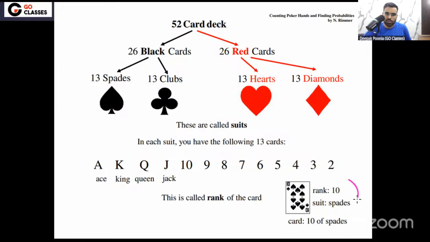So you can see every card has two components. There is a rank, or value, or denomination, and there is the suit. For example, look at this card. This is 10 of spades. Because the value is 10 and the suit is spades, I can say this is called 10 of spades. Simple.